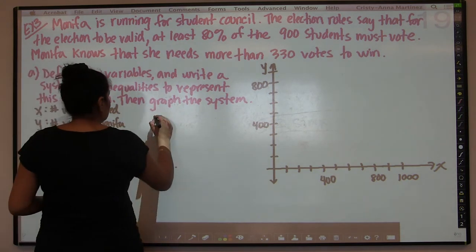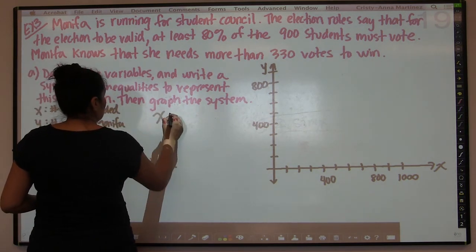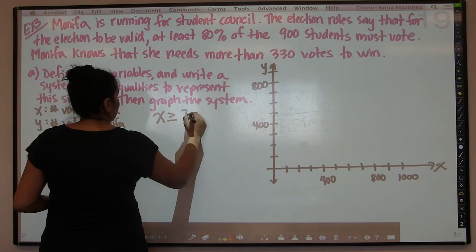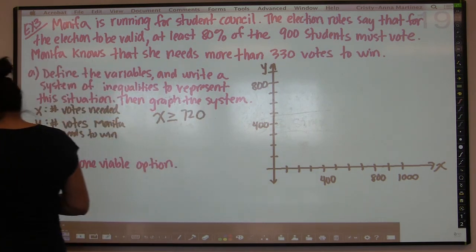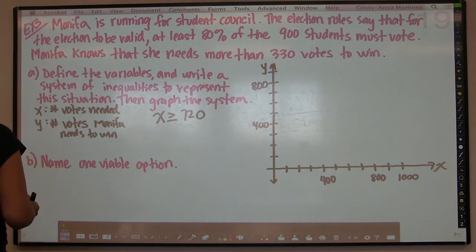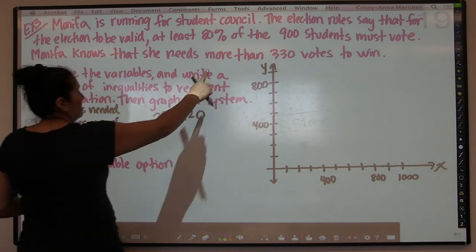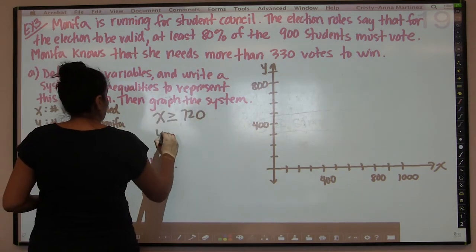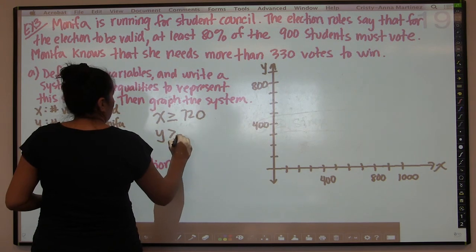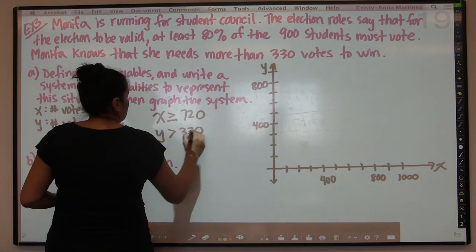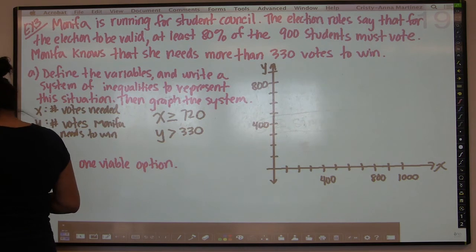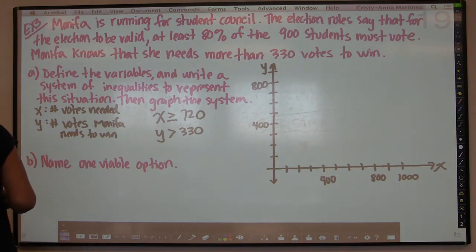So we know that X has to be at least, so greater than or equal to 720. And then for the other part, we know that the number of votes that Monifa needs to win is 330 because she told us that over there. So Y has to be greater than 330. Not equal to, it needs to be greater than 330. So to solve this little system, it's not going to be very complicated.